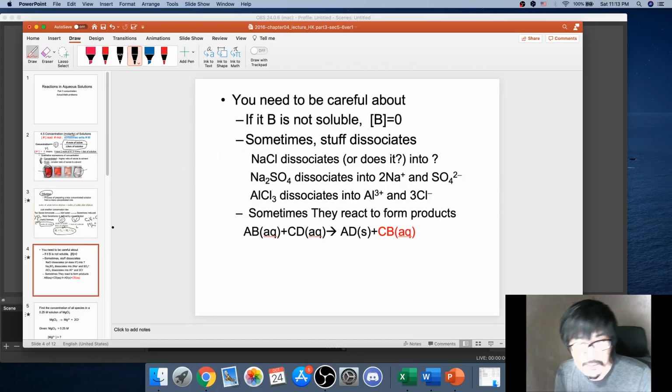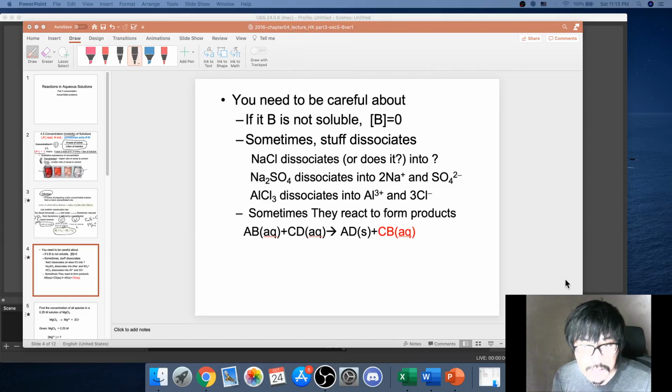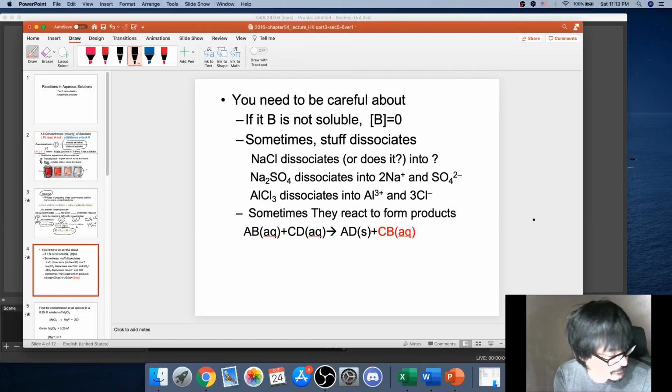Now, every time you do solution chemistry, sometimes it's really tricky, and you need to think about some factors. Let me talk about several factors that I think are kind of important. If molecule B is not soluble, then the concentration of that insoluble solute, the insoluble material, is 0, because it doesn't dissolve. So it's not in the water, not in the solvent, not in the solution. If it's not soluble, then the concentration is 0.